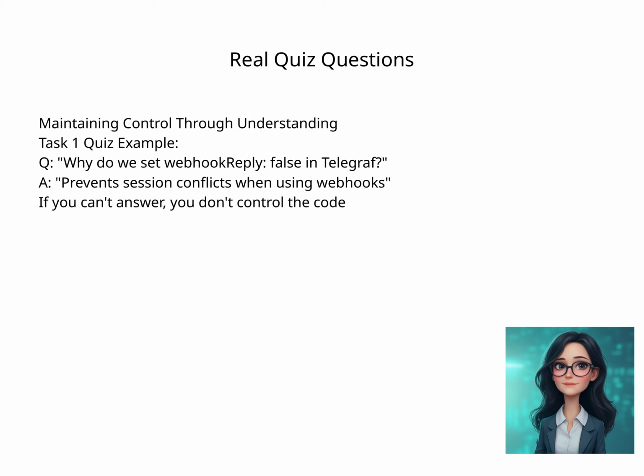Here's a real example from our Task 1 implementation. Question: why do we set webhook reply false in Telegraf? Answer: prevent session conflicts when using webhooks with middleware. For Task 3, how do we prevent floating point precision errors in currency calculations? Answer: use Math.round(amount * 100) / 100 to round to the nearest cent.